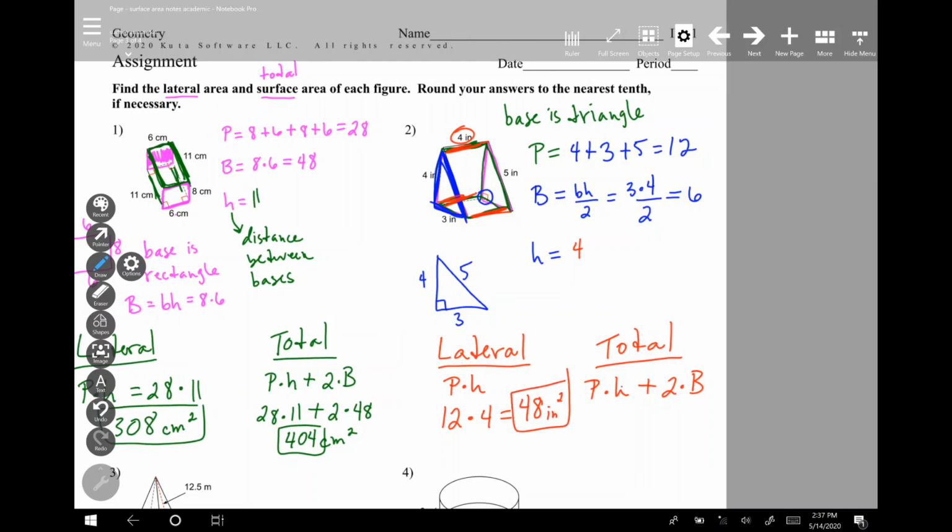Okay, and then now total, again, we have P times H, so 12 times 4 plus 2 times the area of the base, so the area of these triangles we figured out was 6. So we have 48 plus 12, so it's 60. Okay, and that would be the total surface area.